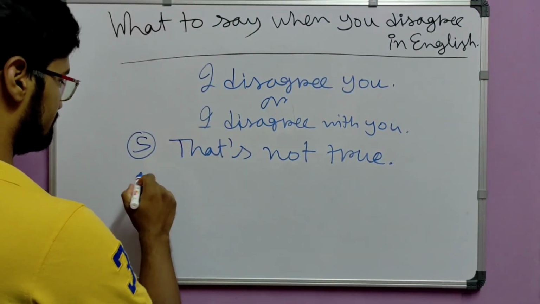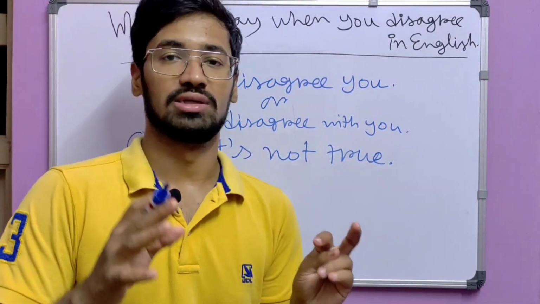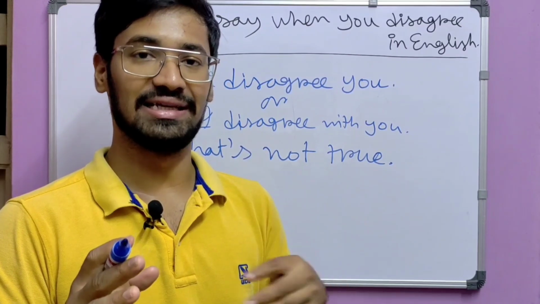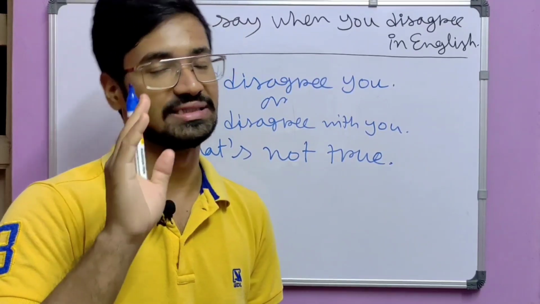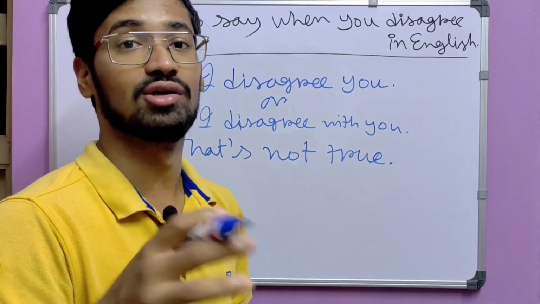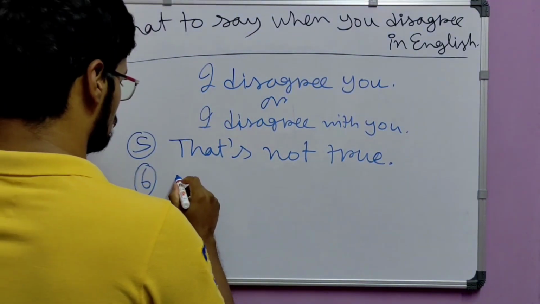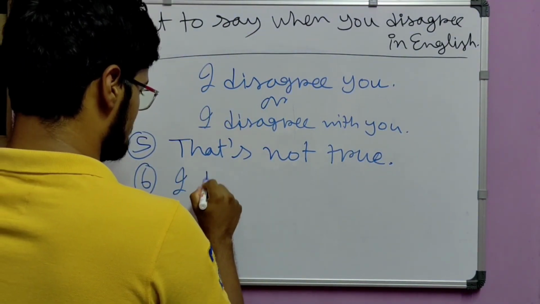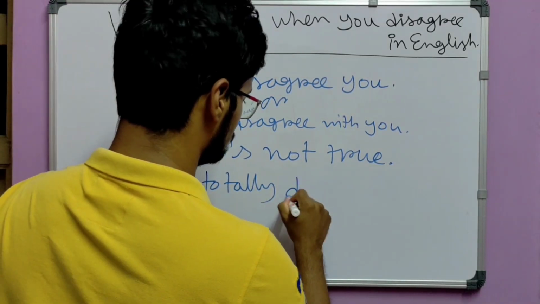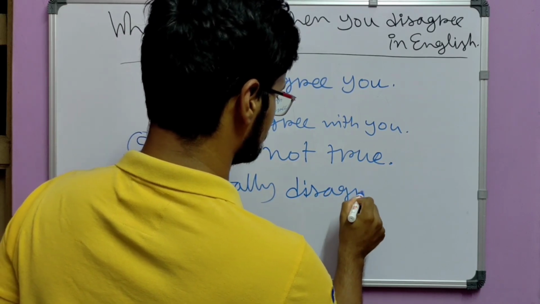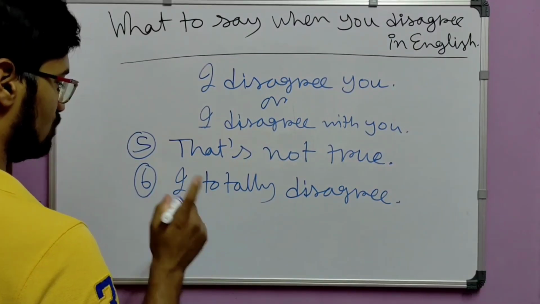Next sentence you can say I totally disagree you. Instead of saying I disagree you, you can say I totally disagree you. Just add totally. Okay, so let me write: I totally disagree you or disagree. Okay, I totally disagree.